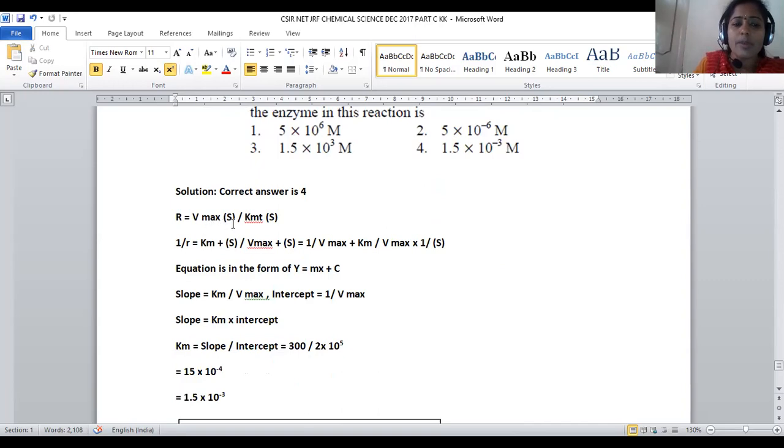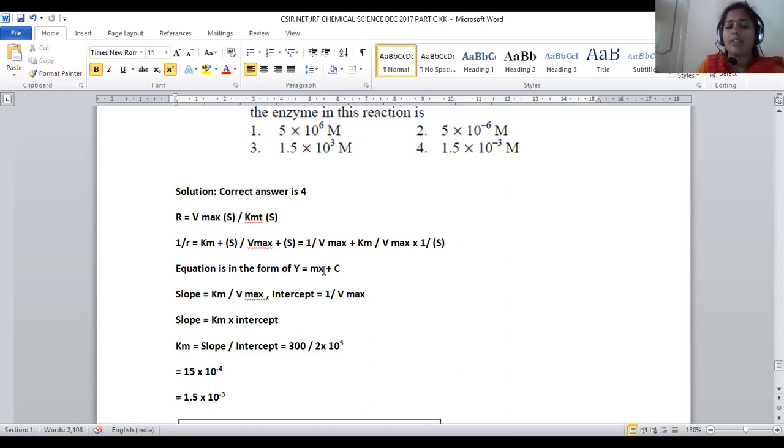The rate is equal to Vmax S by Km plus S. This will be the formula. Then 1 by R is equal to Km plus S by Vmax S. So we are inverting the equation, and the entire equation will be inverted. So it becomes 1 by Vmax plus Km by Vmax into 1 by S.